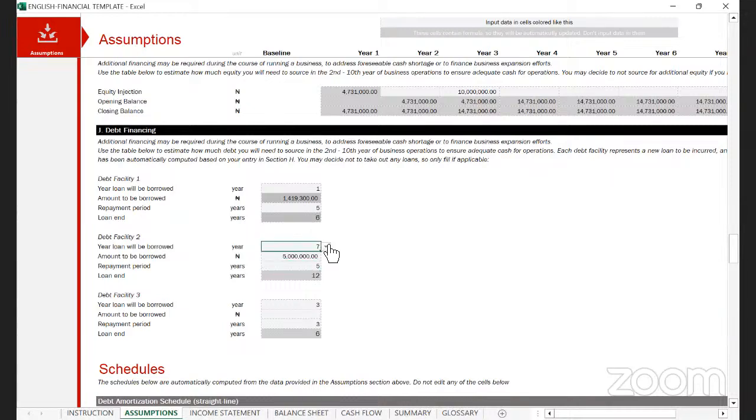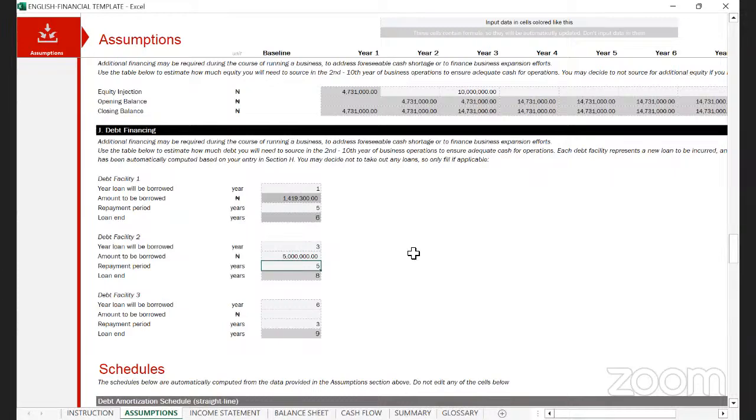Let's say you plan to borrow additional debt of 5 million in year 3. Let me change this here. And your repayment period to be for 5 years. That means it will end in this year.